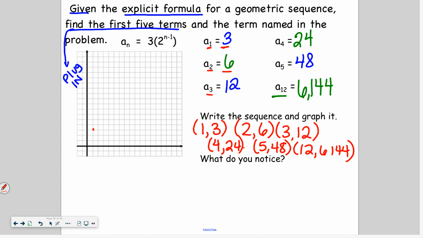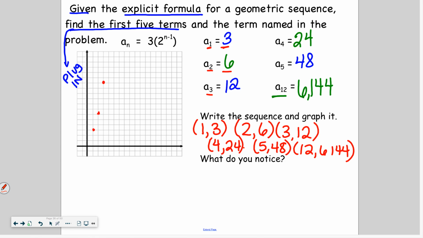Graph what you can. So at 1, we're at 3. At 2, we're at 6. And then at 3, we're at 12, which is right there. That's all we're going to be able to get on our graph, but that's fine. You don't have to put any more on there.